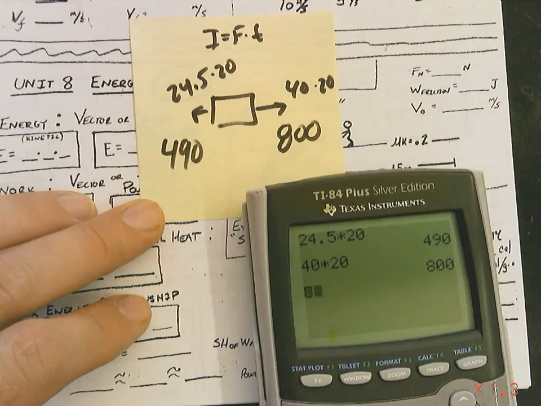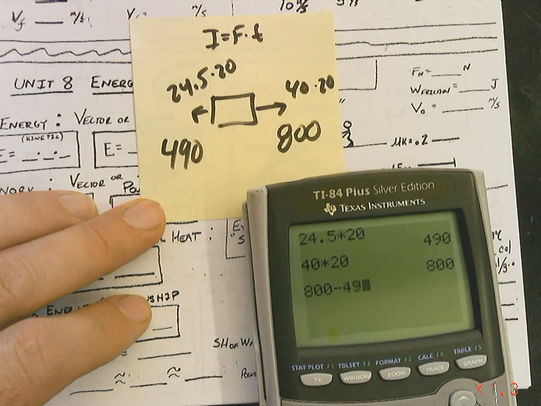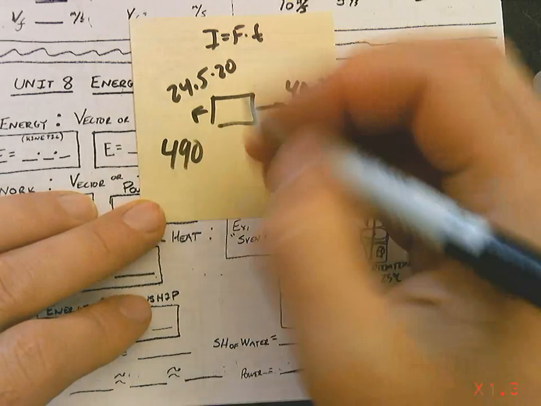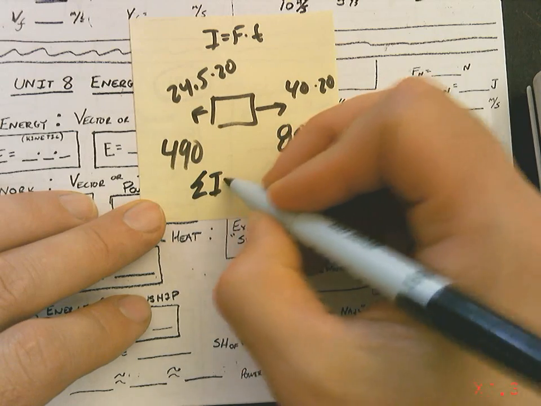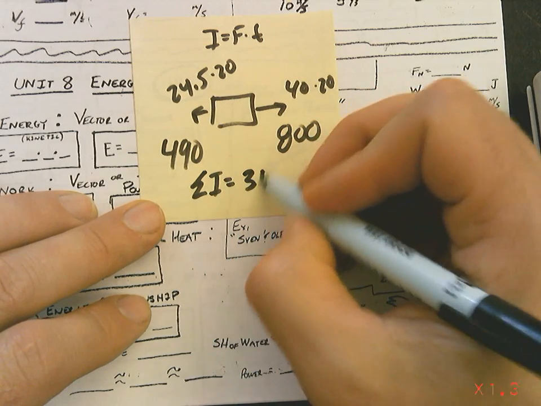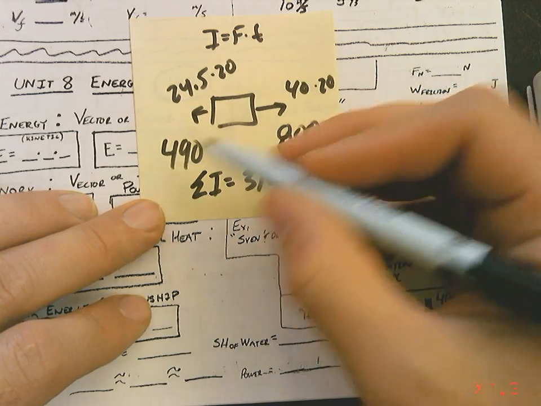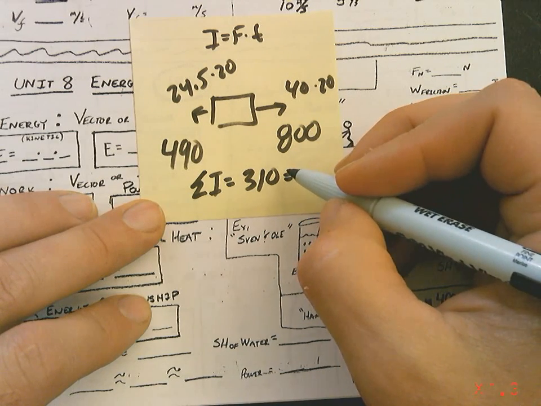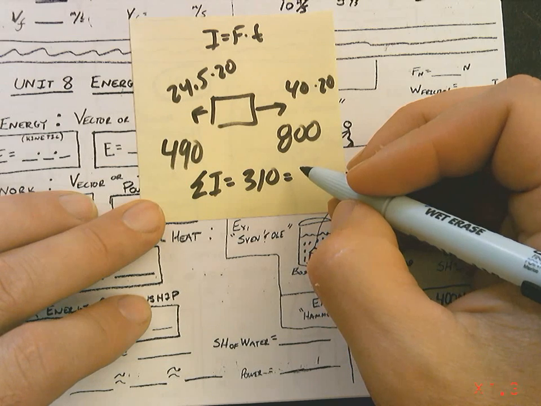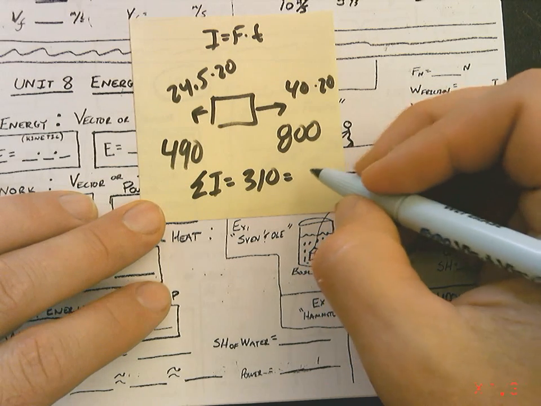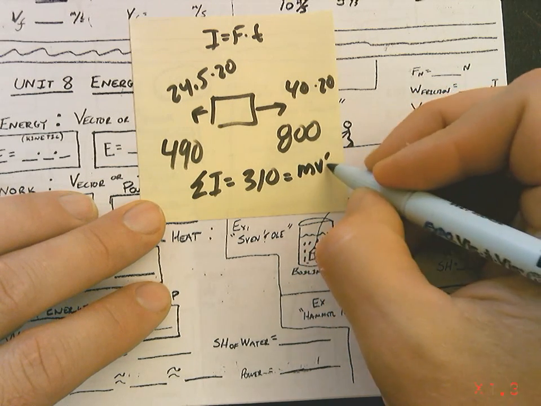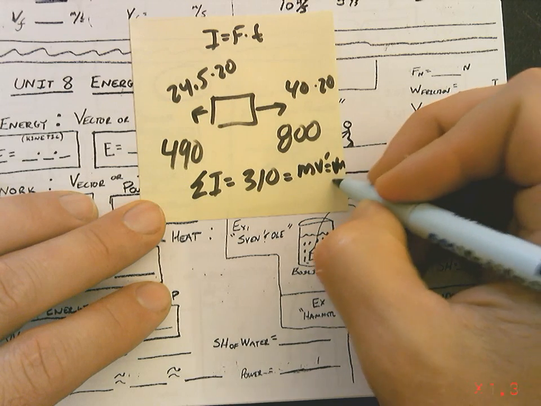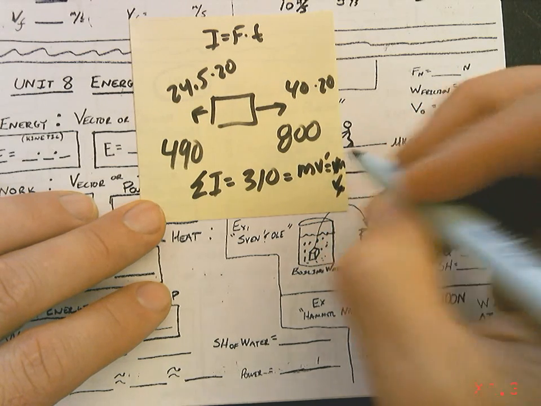If I just subtract these two things, 800 minus 490, I get 310. So that's the net impulse. The sum of the impulses equals 310. And I did that by taking the impulse to the right, subtracting the impulse to the left. That's going to be equal to not MA, but MV minus MV. So MV final is what we want to know. MV initial was 0, so we can get rid of that.